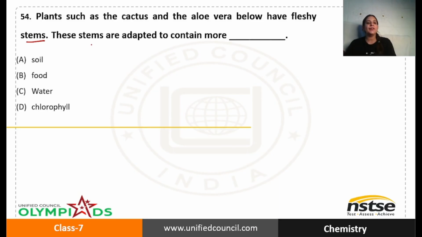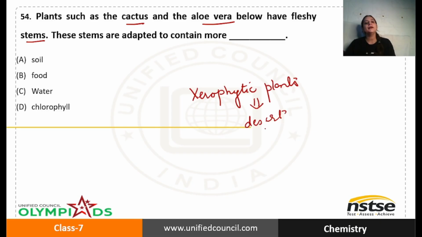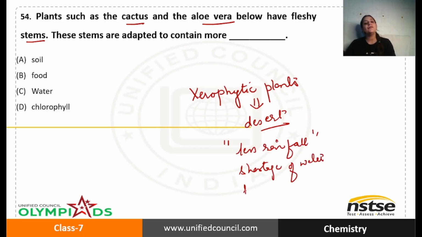Yes, cactus and aloe vera are basically xerophytic plants. What are xerophytic plants? The plants which grow in desert areas. And you know that desert areas are those areas which receive very little rainfall, so often there is a shortage of water. These areas are very hot, and the surface is covered all over with sand. We can find a lot of sand in desert areas.